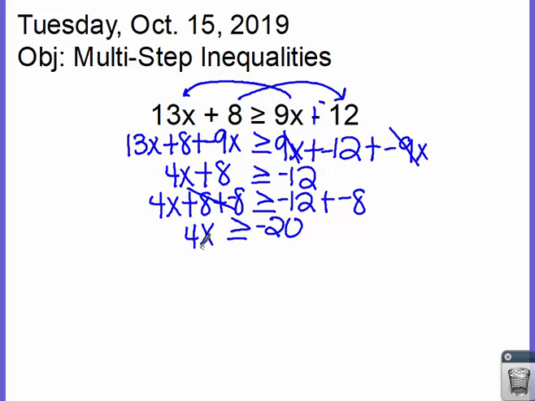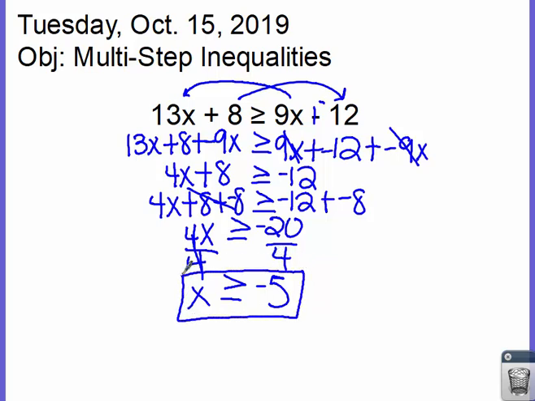Okay? And then how do I get rid of the multiply by 4? What is something that I can do? Correct. I can divide by positive 4 on both sides. I'm left with x because my 4's cancel out. Negative 20 divided by 4 gives me a negative 5. And I have a question. Would my inequality symbol flip? Correct. It would not flip because I'm not dividing by a negative coefficient. So you're left with x is greater than or equal to negative 5. Thank you.